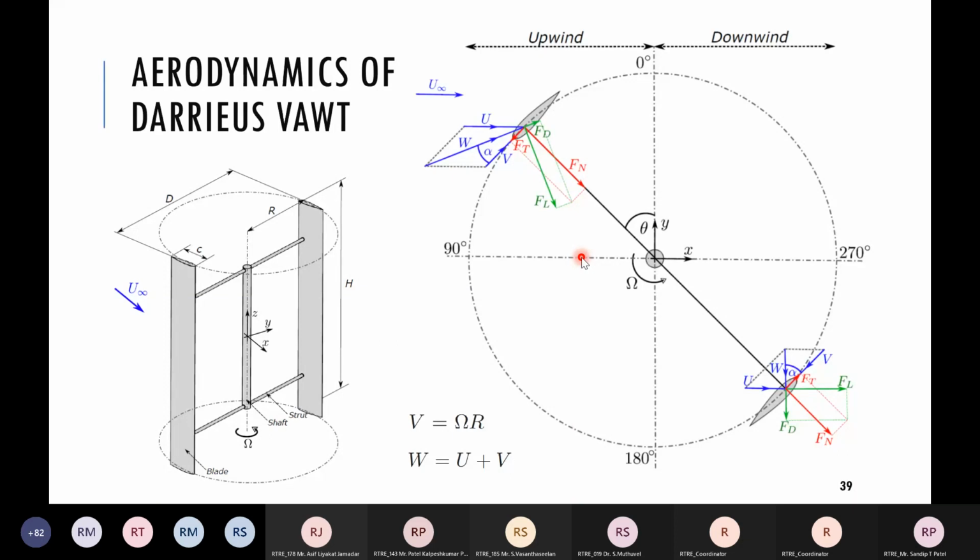Same thing over here. Instead of linear motion, it's a rotary motion. So we are considering the tangential velocity component and the U velocity. So ultimately, the W vector is the relative wind which the airfoil is going to experience, and the total is the U vector plus the V vector. Fine.